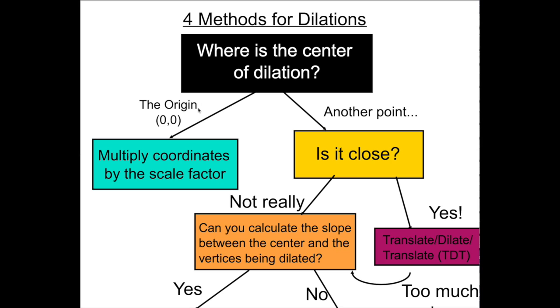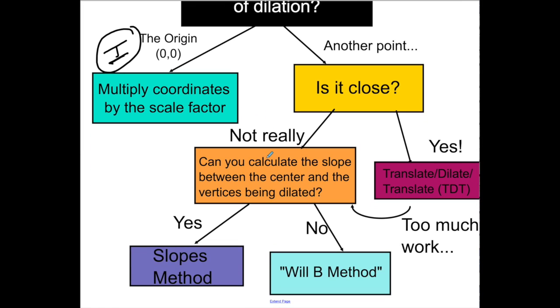And this is what I would call, what I'm getting at, our 4 methods. This would be method 1. This is the lowest energy method. If we have the origin as our center of dilation, rock on, dilate it out. But what if it's not the origin? What if it's another point?